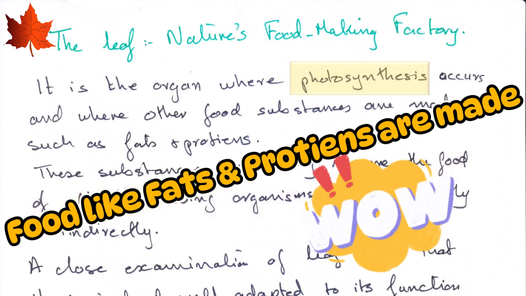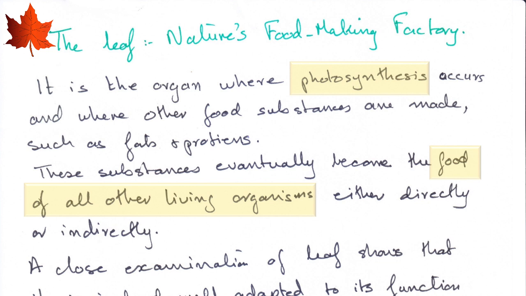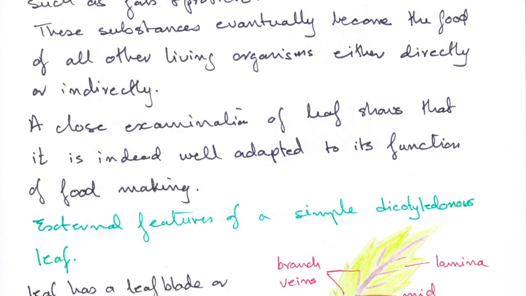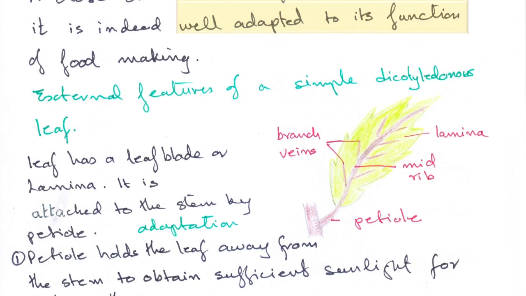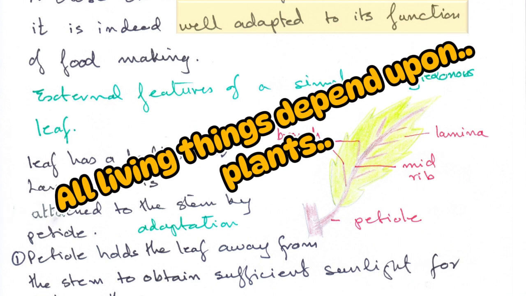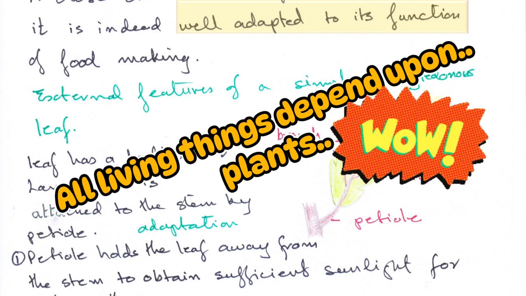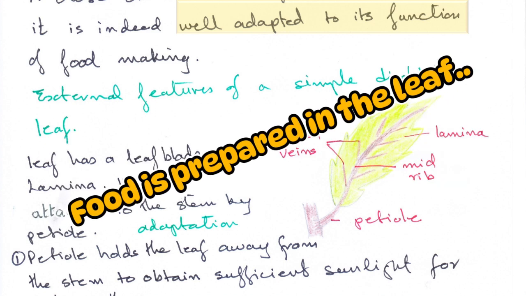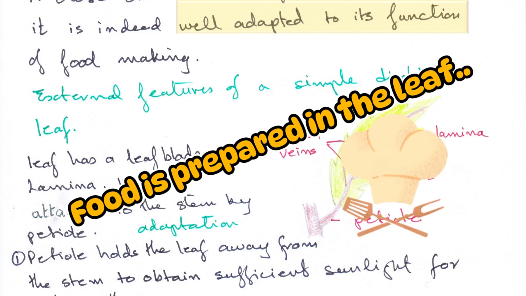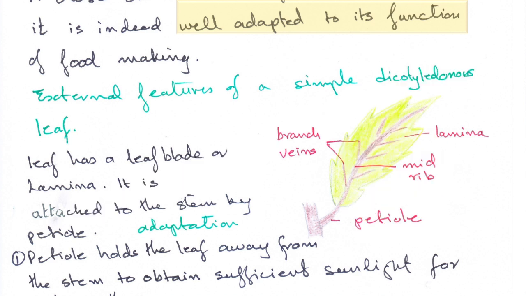These substances eventually become the food of all other living organisms, either directly or indirectly. A close examination of leaf shows that it is indeed well adapted to its function of making food. As a matter of fact, all living things depend upon plants, and the basic food preparation for all living things is done in the leaf, and then all other living organisms take their food from leaf in any form. Now we come to the external structures of a simple dicotyledonous leaf.